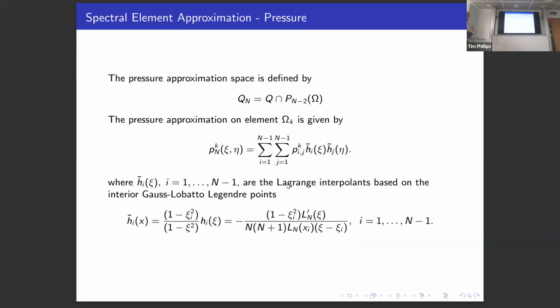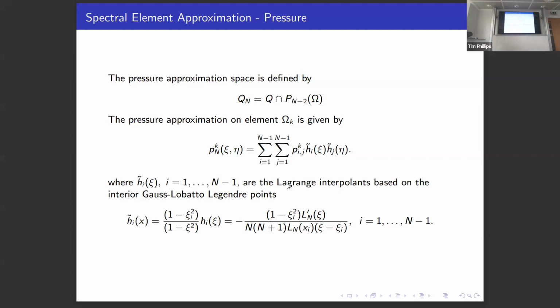Now, the space for pressure is a little bit different. Here we're using essentially polynomials of degree n-2 or less in each coordinate direction. And we're using, as our nodes for the pressure approximation, the interior Gauss-Lobatto points. You may ask yourself, why don't we use the same approximation as velocity? Why don't we just use polynomials of degree n? The reason is that if you did, you would end up with incompatible discrete spaces.